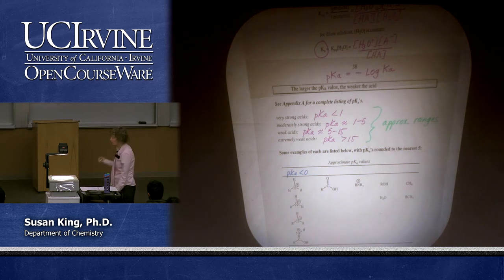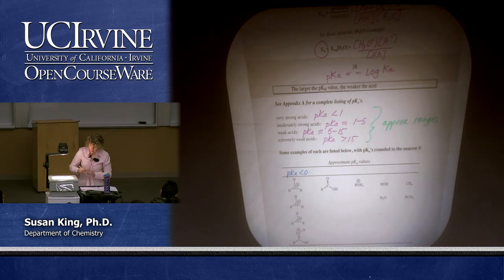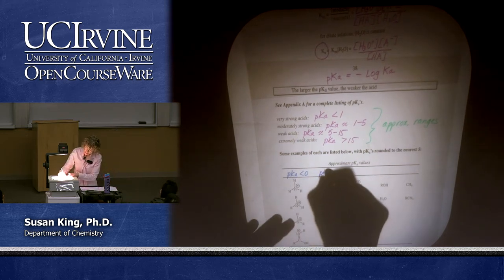Now that R group, we're going to learn about the R group in chapter 3, and that just signifies that you have a hydrocarbon chain. So a random hydrocarbon chain, it could be different lengths, but this is sort of a generic hydrocarbon chain here. So that's pKa 0. Carboxylic acids, pKa around 5.